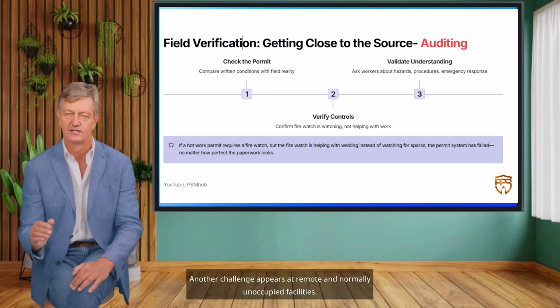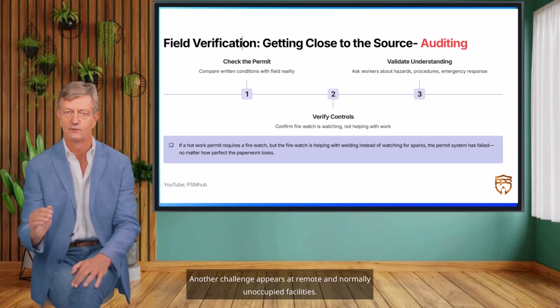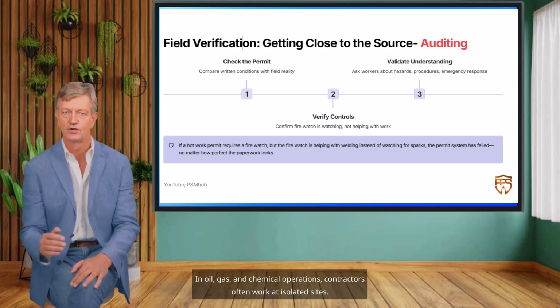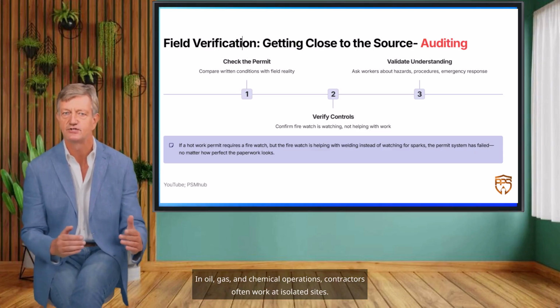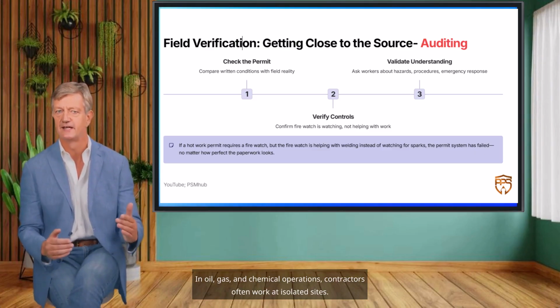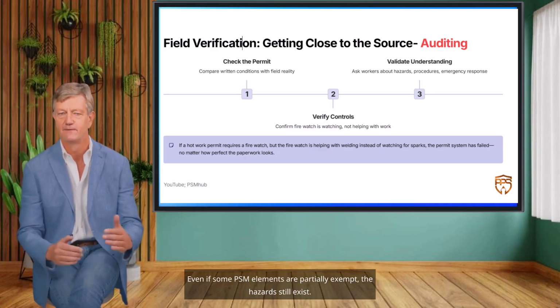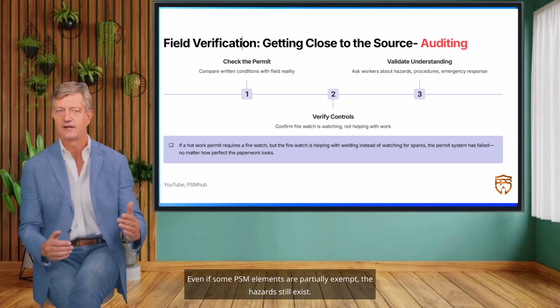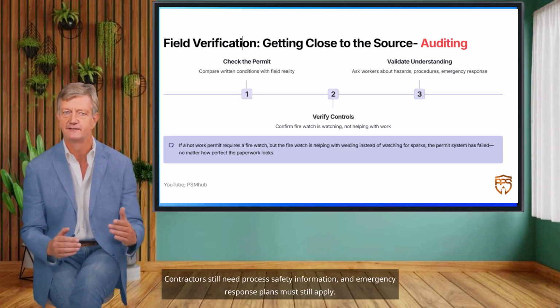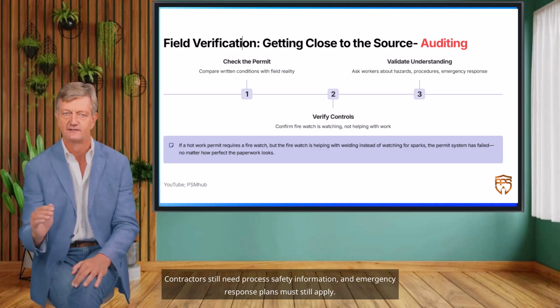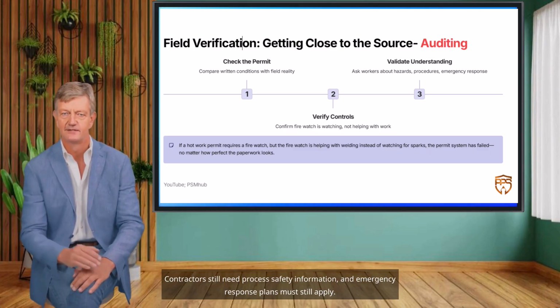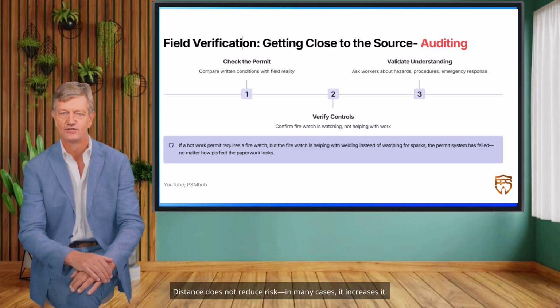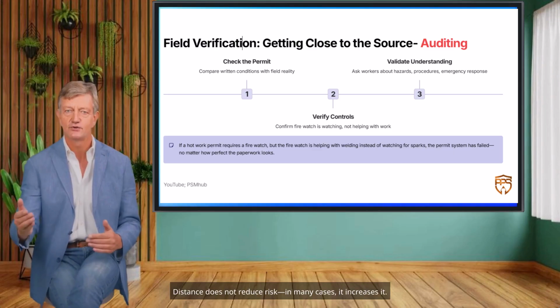Another challenge appears at remote and normally unoccupied facilities. In oil, gas, and chemical operations, contractors often work at isolated sites. Even if some PSM elements are partially exempt, the hazards still exist. Contractors still need process safety information, and emergency response plans must still apply. Distance does not reduce risk. In many cases, it increases it.